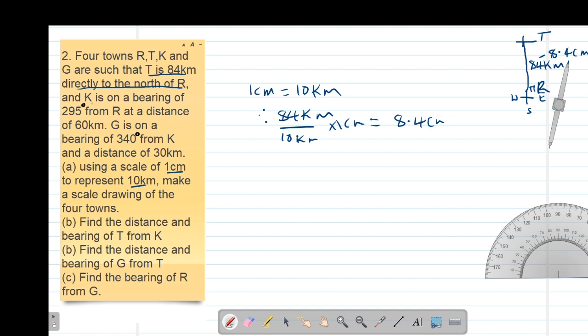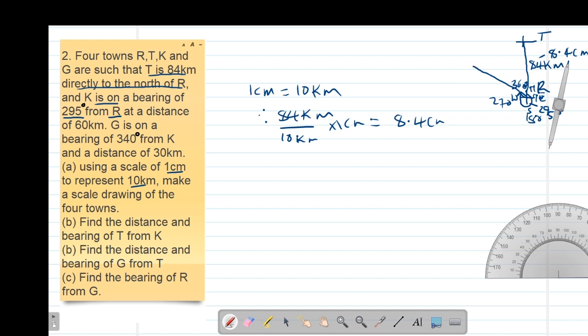Then you are told that K is on a bearing of 295 degrees from R. So from point R, we need to measure an angle of 295. So remember, this is 0, this is 90, this is 180, this is 270, then back to 360. Therefore, 295 should come at around this point. So we need an angle of 295 degrees.